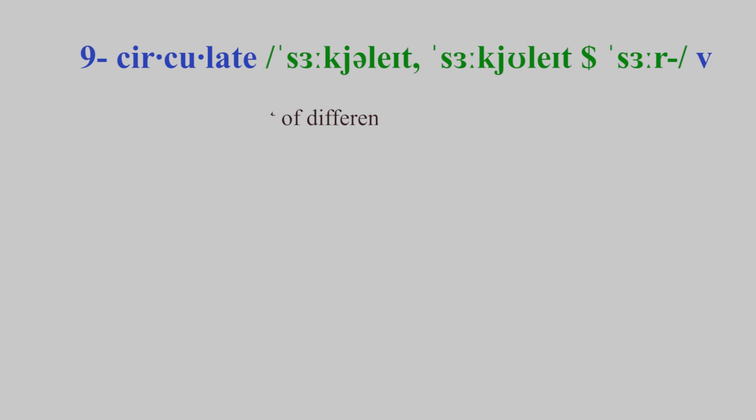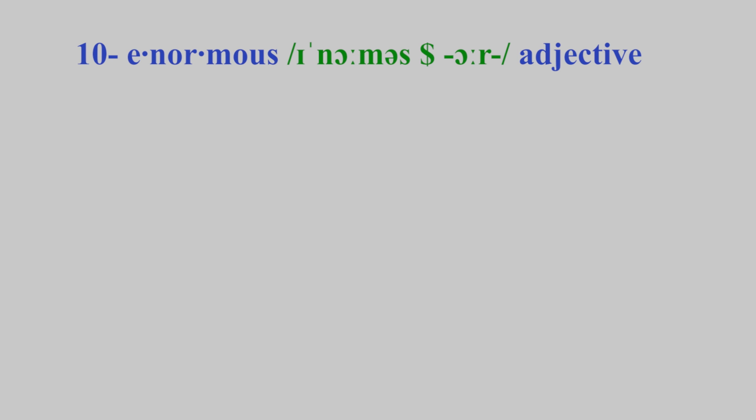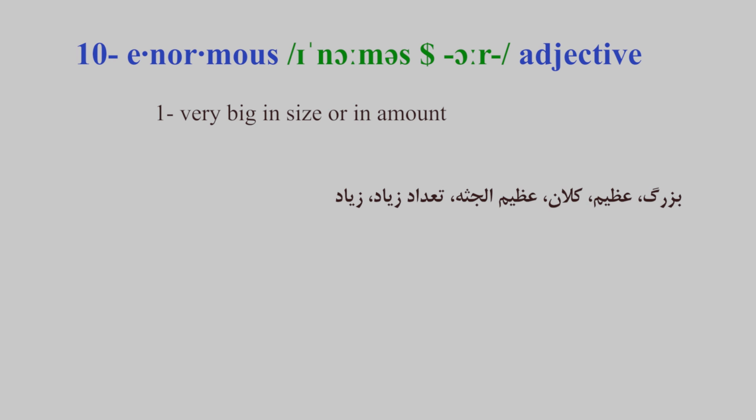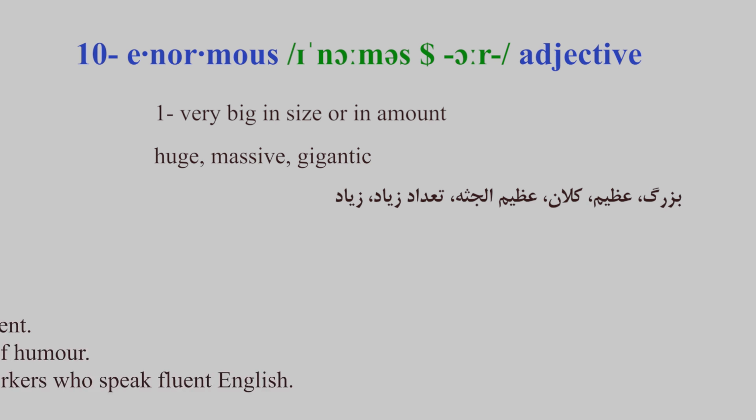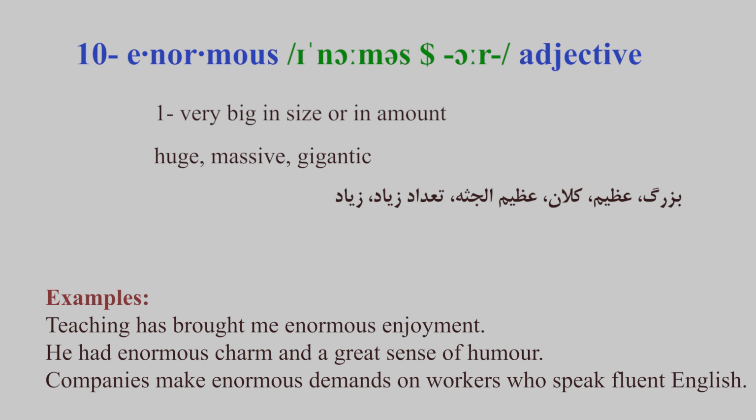And the next word, word number 10, is enormous. It is an adjective. It means very big in size or very big in amount. I have some synonyms for it: huge, massive, gigantic, or colossal. And examples: teaching has brought me enormous enjoyment. It means that I like teaching, for example, and teaching brought me a big amount of enjoyment.